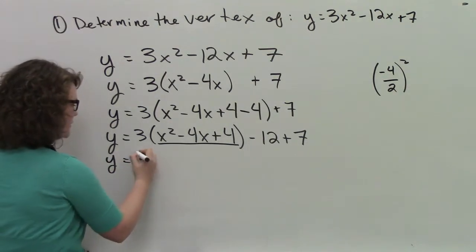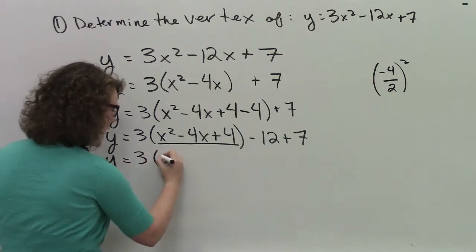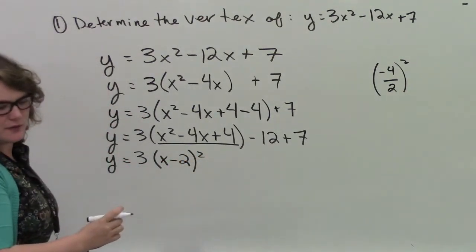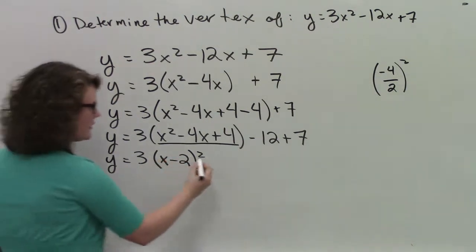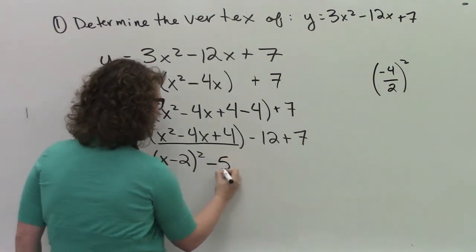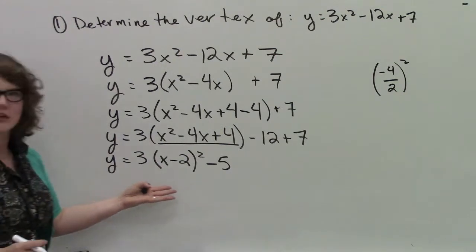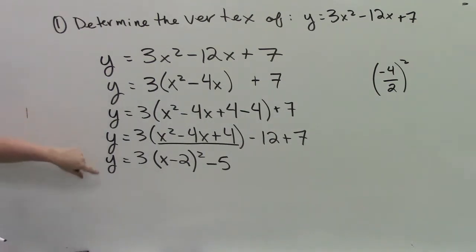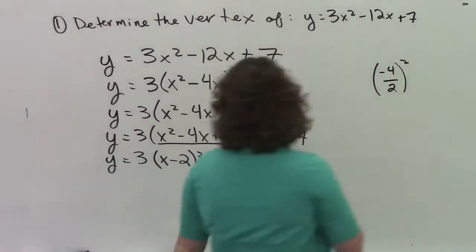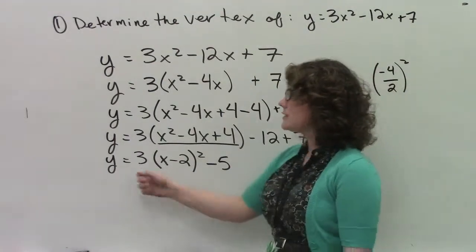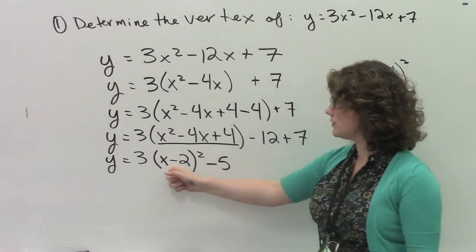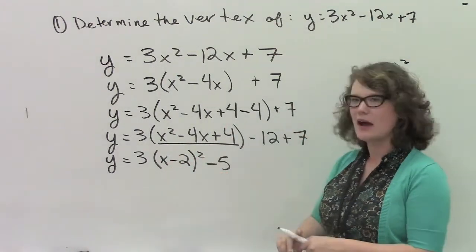So then, instead of saying that, we can say x minus 2 squared. Negative 12 plus 7 is negative 5. So we have it in the lovely standard form. We went from general form to standard form in like 4 steps. Okay? So when we look at this, we can easily say, okay, it's been vertically stretched by a factor of 3 and moved to the right 2 and down 5.